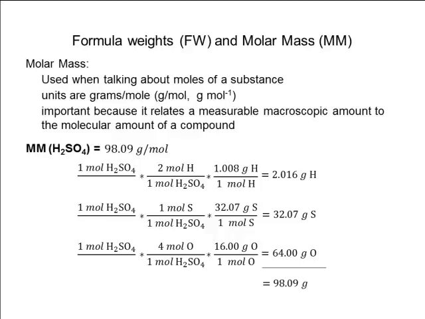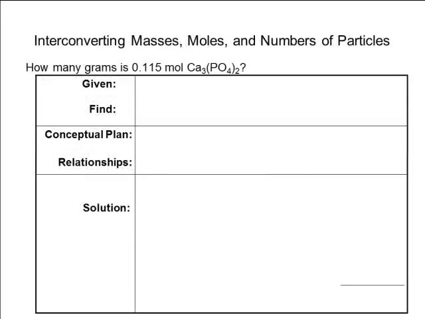All right, so let's look at an example of using this molar mass for a conversion. If I wanted to use 0.115 moles of calcium phosphate in a chemical reaction, I'd want to know how many grams would be equal to that 0.115 moles so I could measure out the grams. So we're going to treat this like any other conversion.